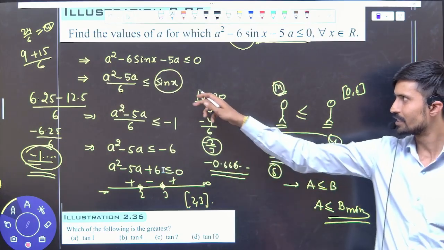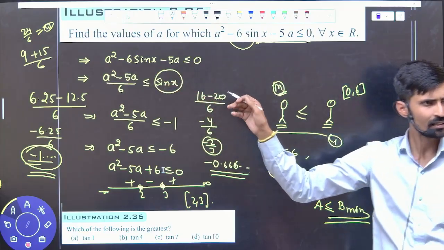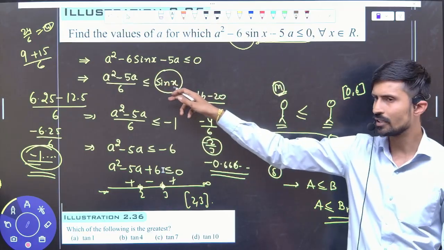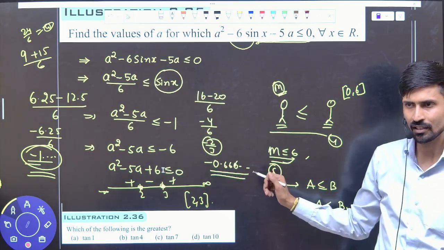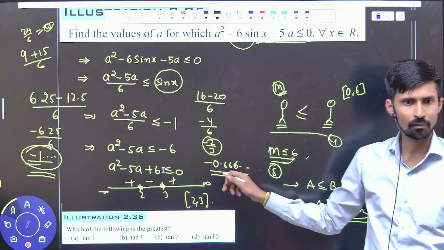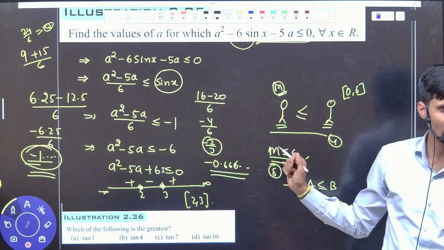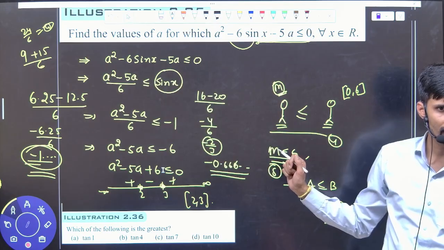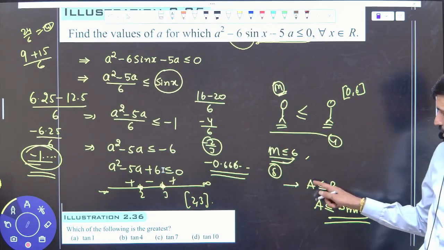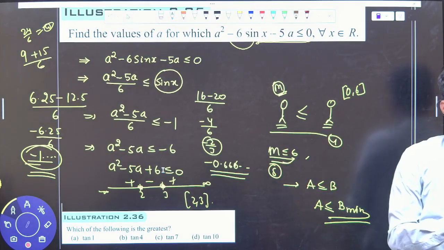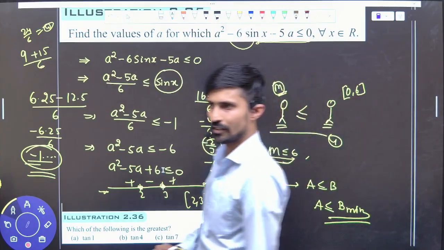Minus 0.666 is less than sin x. Maybe, maybe not. When sin x is 1, minus 0.66 is less than 1. When sin x is minus 1, minus 0.66 is not less than or equal to minus 1. Okay? That's why we are taking its least value. So that is a very good concept. You should know it for the JEE Advanced exam.